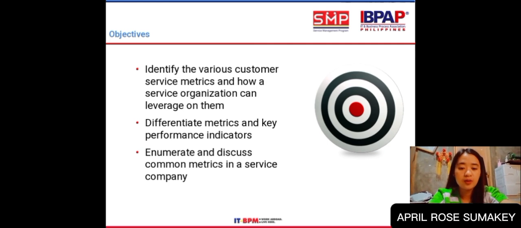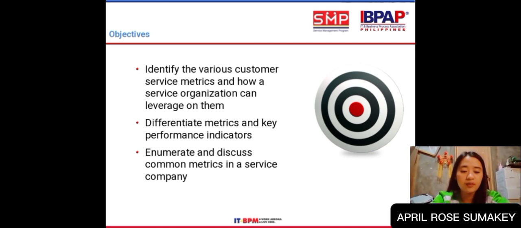Identify the various customer service metrics and how a service organization can leverage them. Number 1. First, response time. Measures the time taken to respond to a customer inquiry. Leverage: set response time targets to improve efficiency. Number 2. Average handle time. The total time spent resolving a customer issue, including hold and follow-up time.